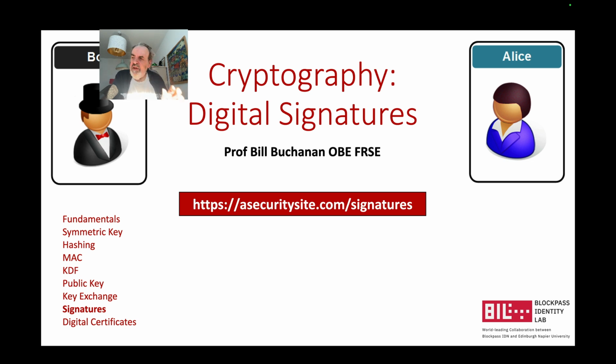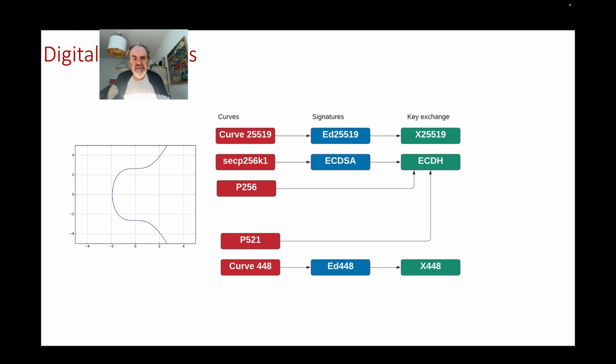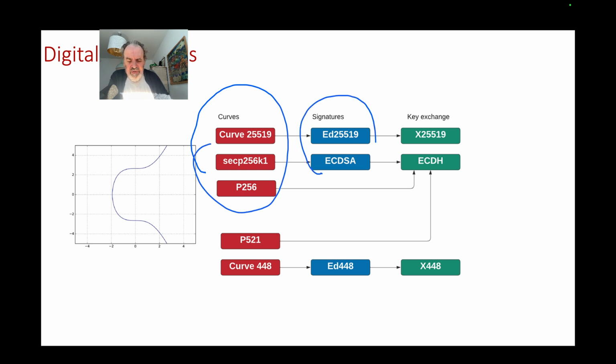So let's now look at signature methods. With signature methods, we will now make sure that Bob can prove his identity to Alice, and also make sure that there is integrity in the data that's received. The main digital signatures that we create are these ones with these curves here, which gives these signatures.